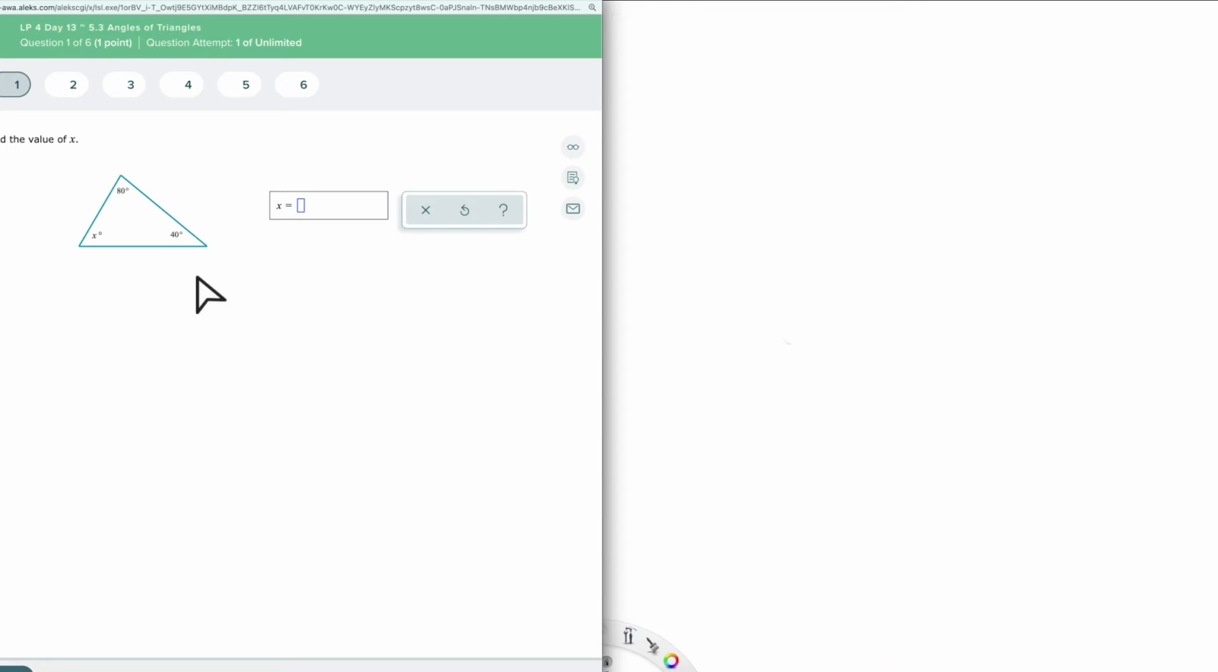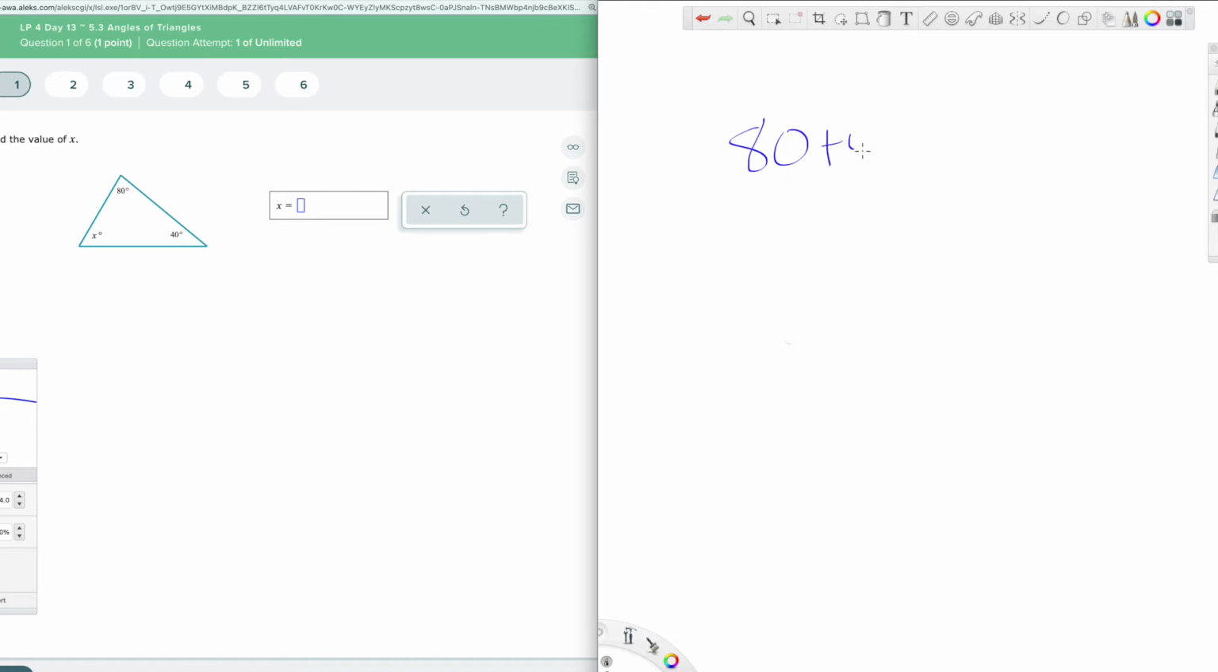So now that we've looked at that graphic, we're going to go ahead and start looking at this piece. So we know these 3 pieces have to add up to 180 degrees. So 80 plus 40 plus x, there are my 3 angles. If I add them all together, they give me 180 degrees. So if I add these 2 together, 80 plus 40, that's 120 plus x. So of the 180 that I have available, I'm already using 120.